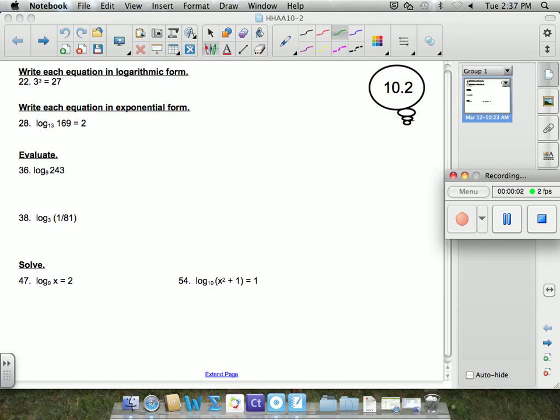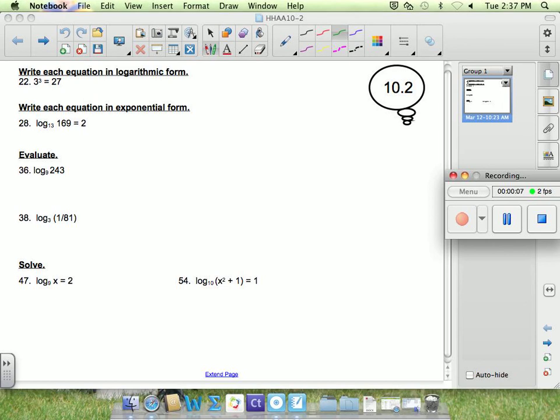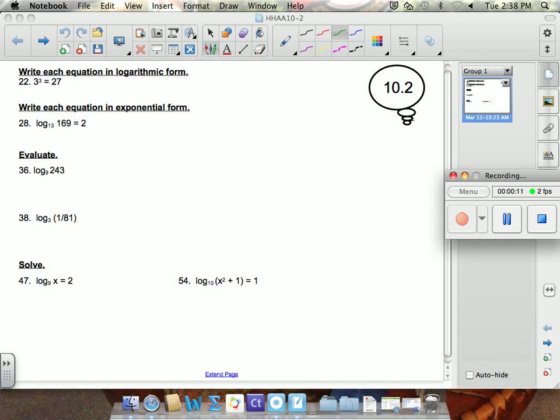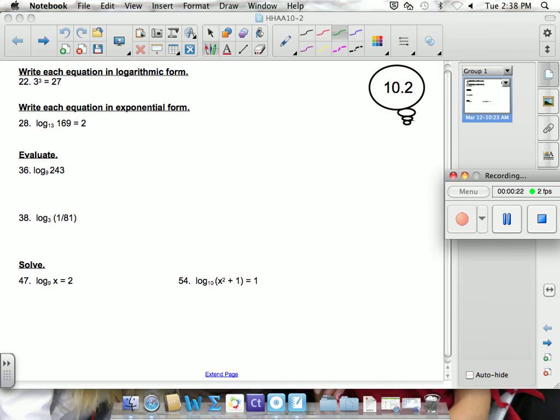All right, lesson 10.2, we now get to see logarithms. Logarithms are going to allow us to solve for powers, and they also deal with inverses of exponentials. So one of the key things is something like 22. We have an exponential equation, 3 to the third equals 27. We're going to switch forms. That is going to help us later on, not only in this lesson, but the chapter.